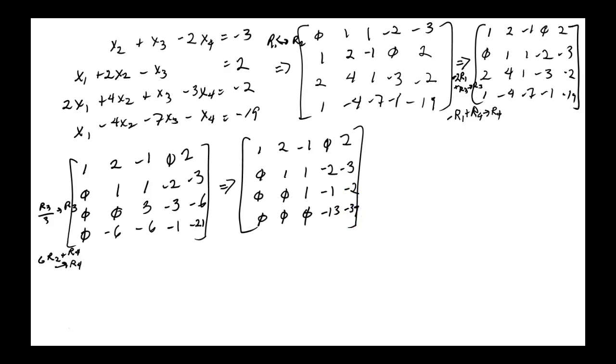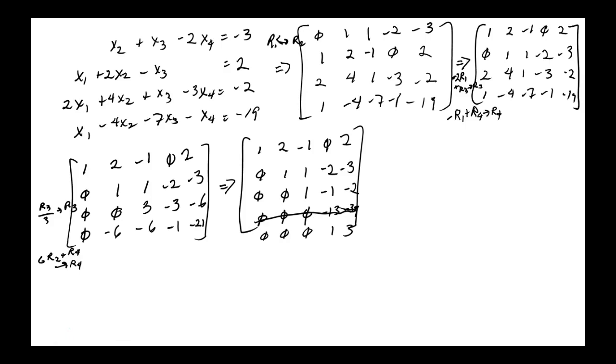Okay. And then, obviously, what's the last step? Change the 13 to 1. How? Divide by negative 13. And that would give you a 1 and a 3. So that's not how you should do them, but that's how I did them because we're out of time. Now you've got your row echelon form.